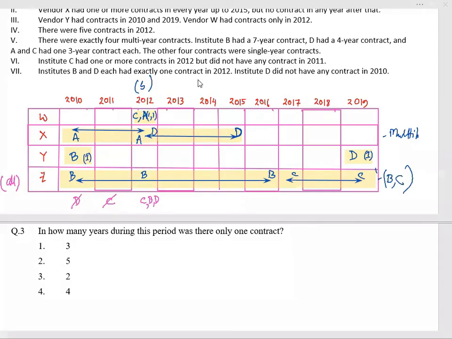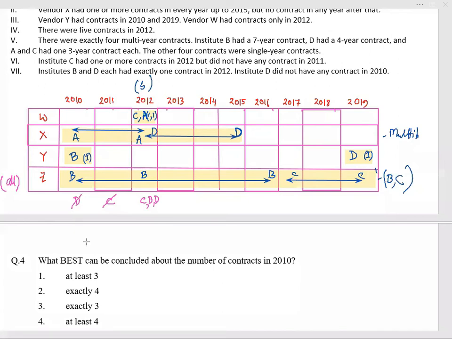Now, third question. In how many years during the period was there only one contract? One contract, I can find in 16, 17, 18. These are the years, because here there is only a single yellow line. So my answer for this question should be 3 years. Option 1 would be the answer.